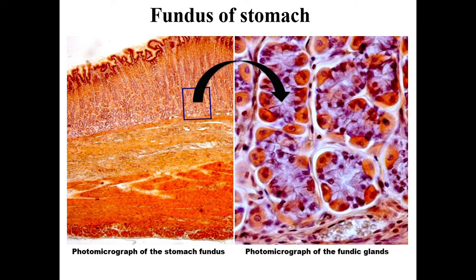This is the photomicrograph of the stomach fundus and fundic glands presenting in its lamina propria. Two types of cells are well recognizable in fundic glands. They are singly lying acidophilic, that is eosinophilic, parietal cells and groups of basophilic chief cells.